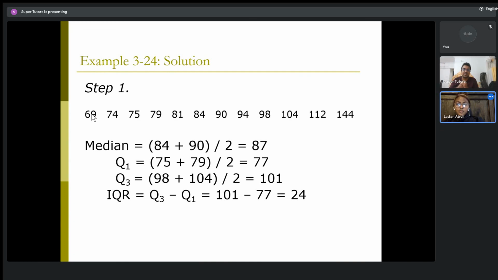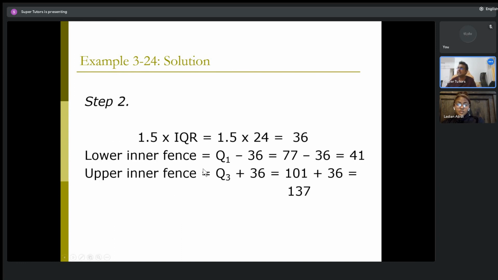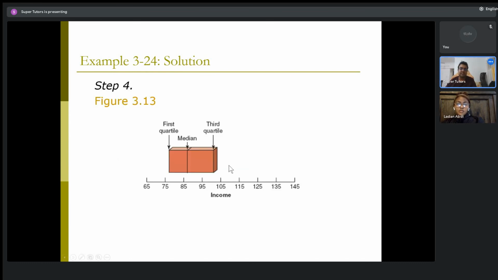No, 112. So, largest value within the two inner fences, these numbers are referred to as inner fences, is 112. Smallest value within the two inner fences is 69. Now, with all of this calculation, we draw our box and whiskers. So, the box simply consists of the median, the first quartile, and the third quartile.